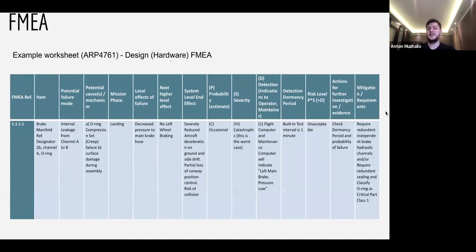I've seen such templates with 35 columns in them. So it's a lot of data for each risk. So what is here? We can see that the item is, for example, one of the brakes that the plane has, right? Brake, which is the potential failure mode. It's some kind of leakage from one channel to B. There are potential causes, mechanisms, when it happens, what phase, what are the local effects, what are the higher level effects, system level effects, probability, severity, detectability, etc. So lots of components, lots of characteristics related to each risk.